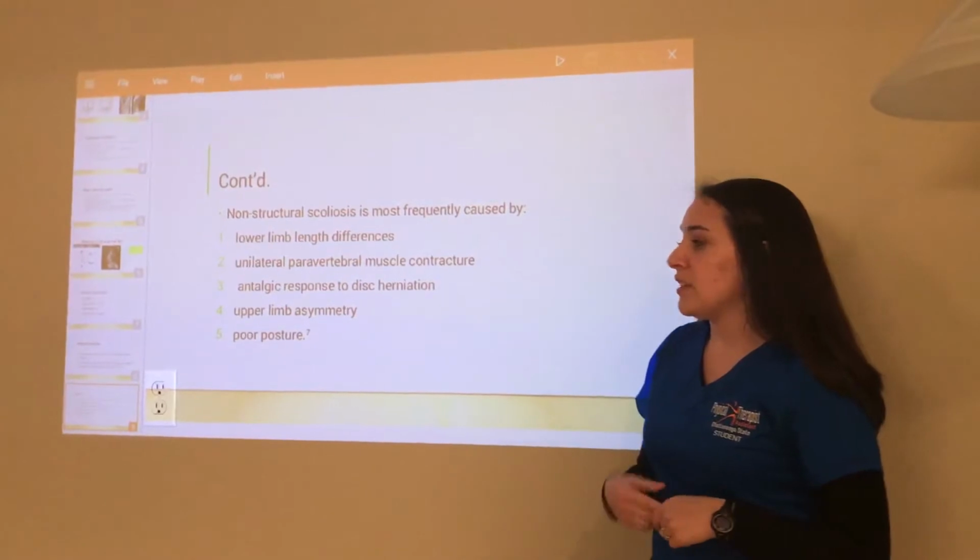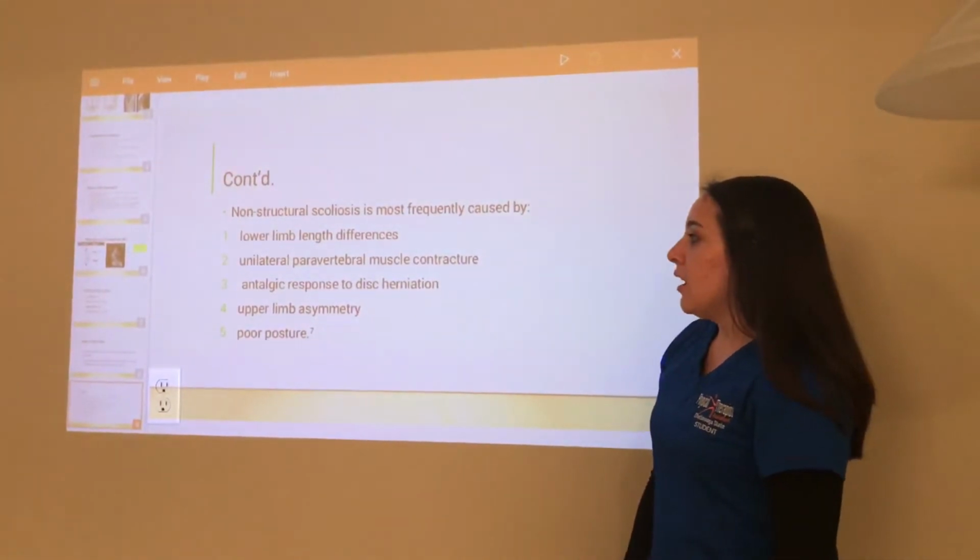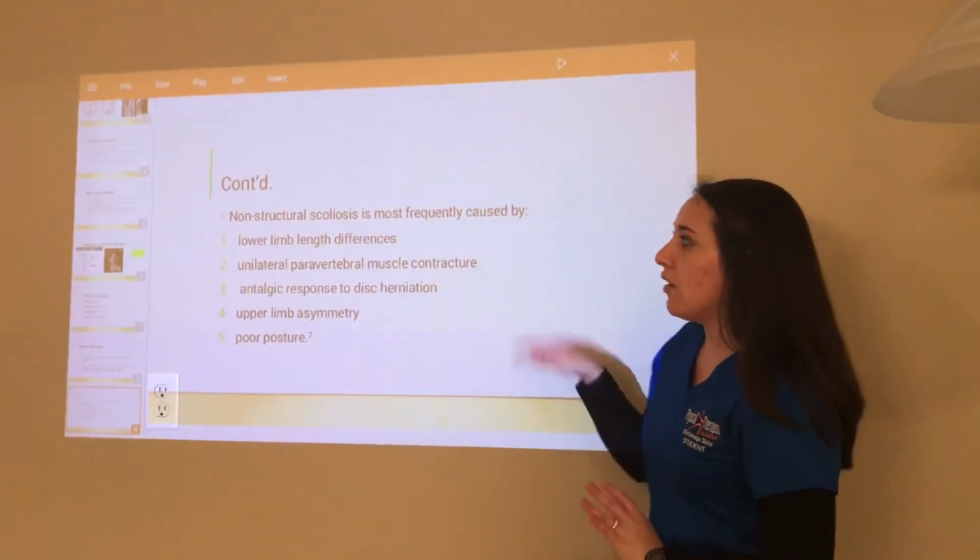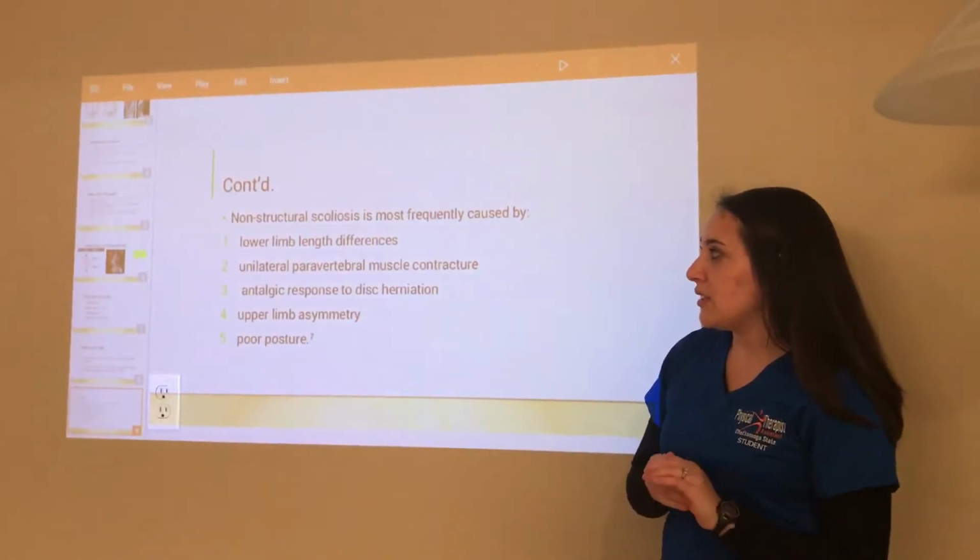Upper limb asymmetry, so one arm's longer than the other, and just overall poor posture. All of these can cause non-structural scoliosis.